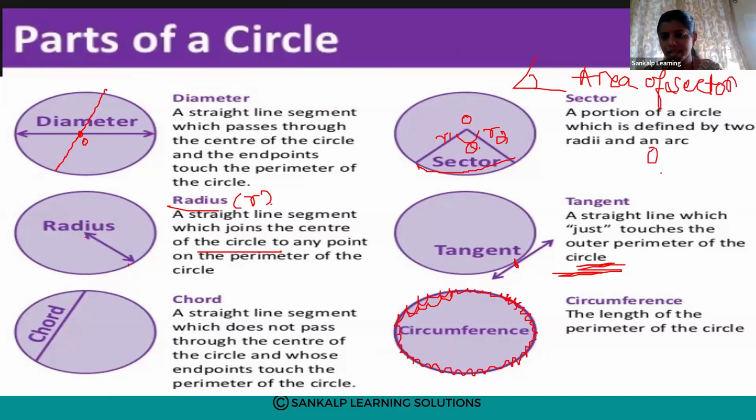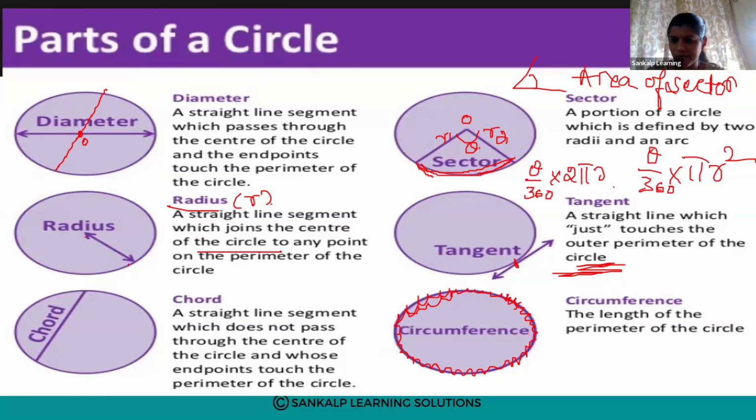Theta divided by 360 into pi r square. Why are we using pi r square? Pi r square is the area of the circle, right? When you want to find the length of the arc, you use theta divided by 360 degree into 2 pi r. Up to this, we discussed yesterday.